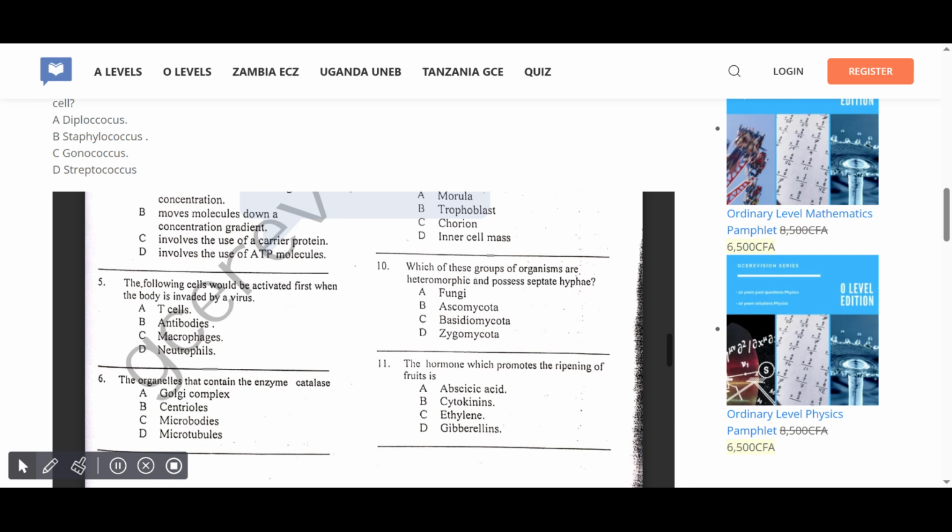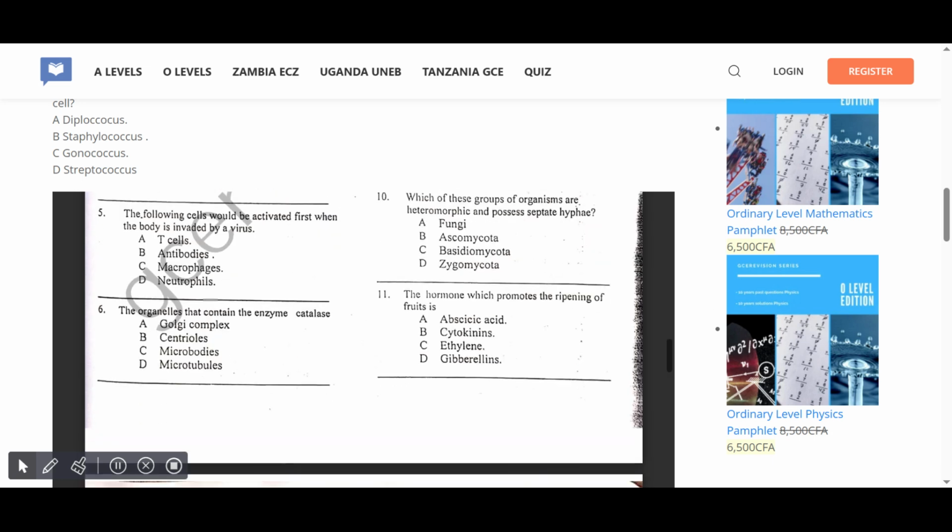Question 5. The following cells will be activated first when the body is invaded by a virus. The answer is C, macrophage. Macrophage. Question 6. The organelles that contain the enzyme catalase. The answer is D, microtubules.